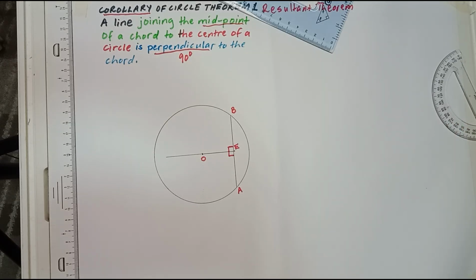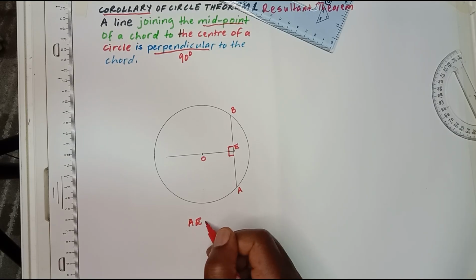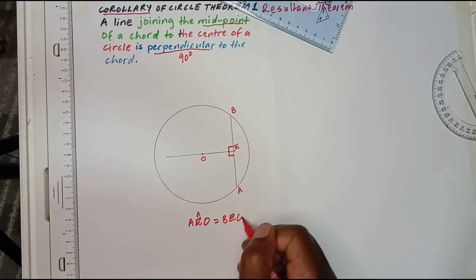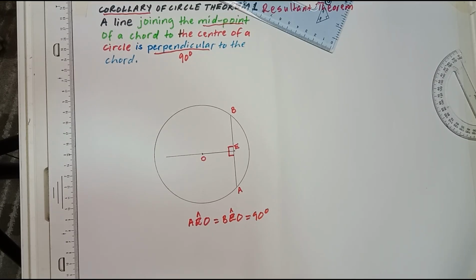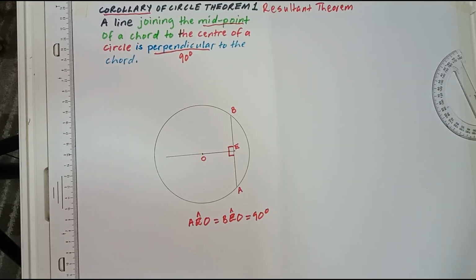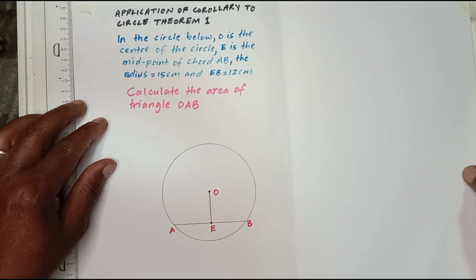So it's very safe for us to say angle AEO is equal to angle BEO, and this is equal to 90 degrees. Okay, so that's the corollary theorem to circle theorem 1. At this point in time, let's look at the application of this corollary theorem. It's not very different from the application of the theorem itself.